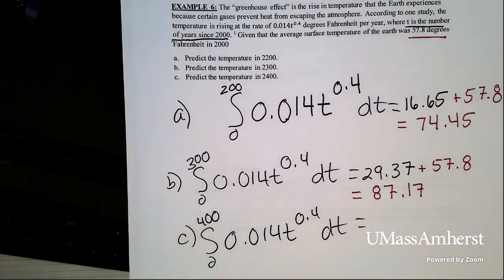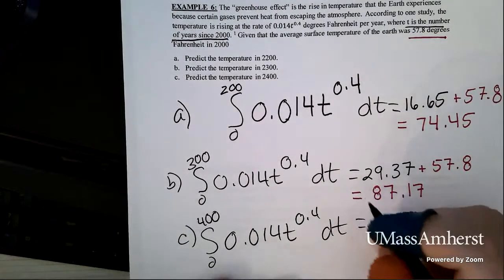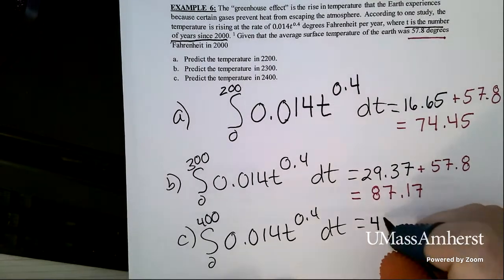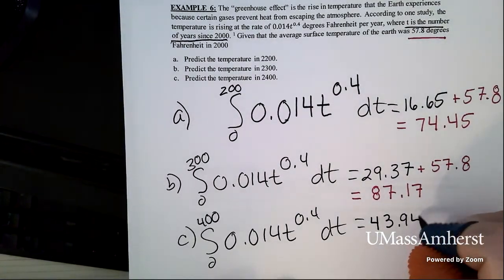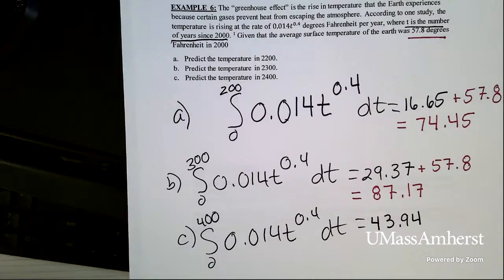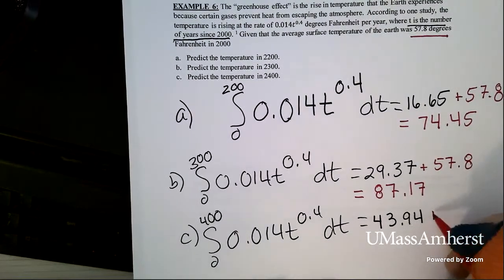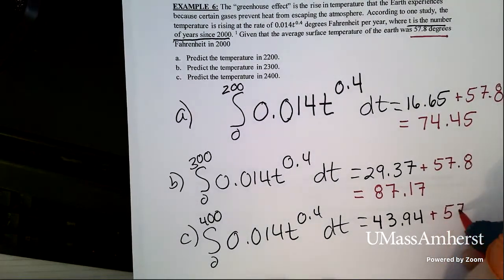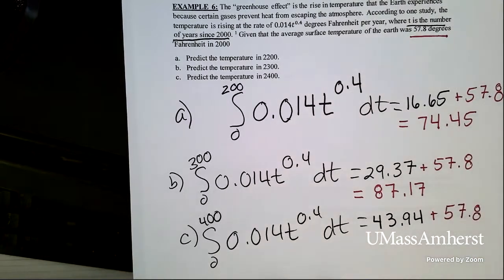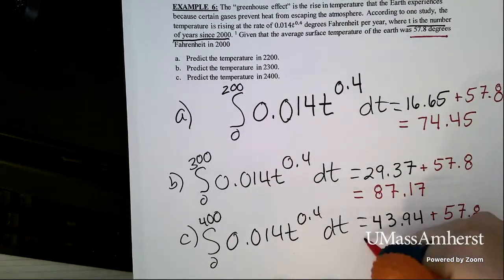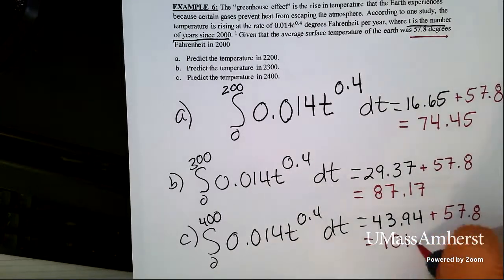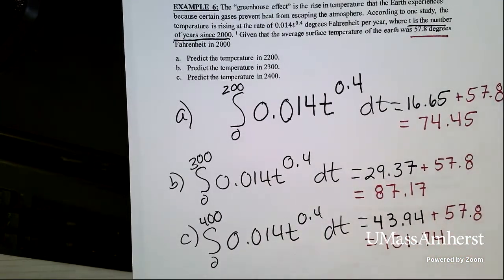And then finally, over 400 years, we go from 0 to 400. We plug that in. We find that the temperature will change by 43.94 degrees. But again, we have to look at that in relation to where we started, which was 57.8 degrees. We add those together, and we get 101.74 degrees.